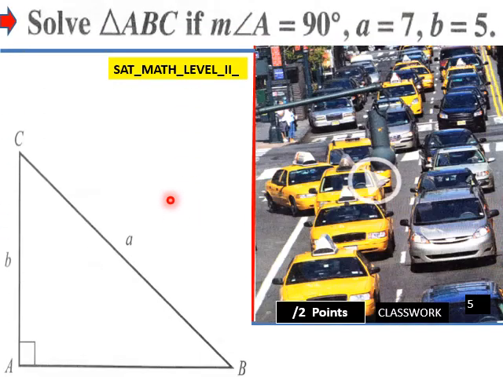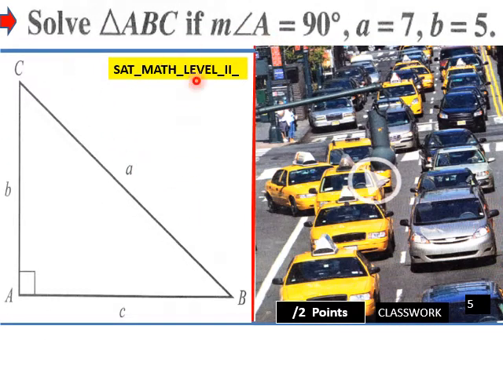So with an example, solving ABC where the measure of A equals 90, a equals 7, so we know this equals 7, and then b equals 5. So we need to find the measure of c here, and the angles of B and C as well.